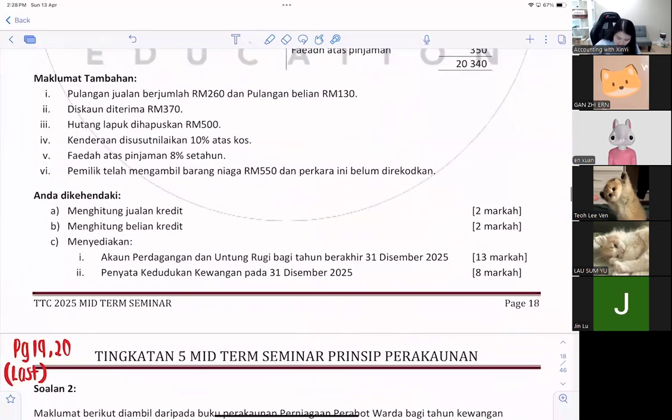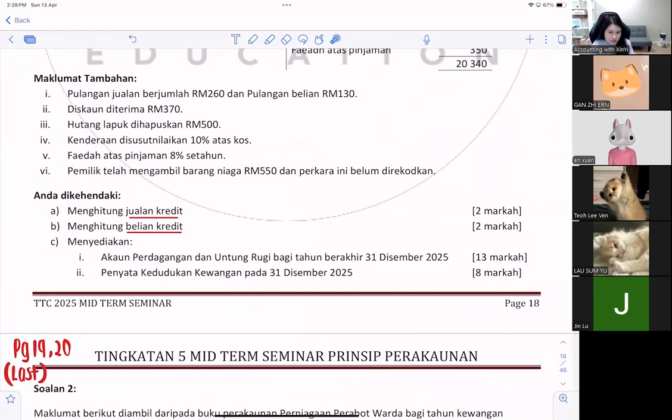Number one, they asked us to menghitung jualan kredit, menghitung belian kredit. Now, by the way, this one I would recommend you to not show them account kawalan because it's a waste of time. You look at the marks, right? It's only 2 markah each. If you were to prepare the full account kawalan, you have to write dates.